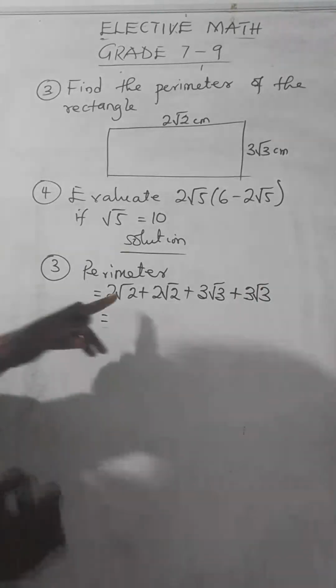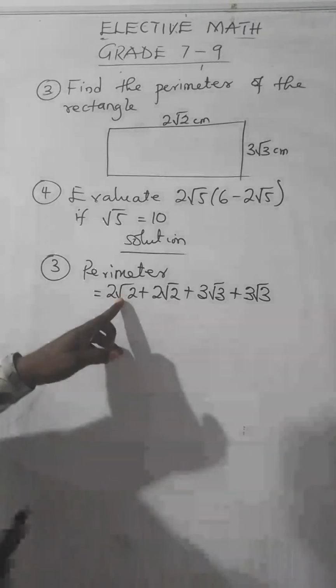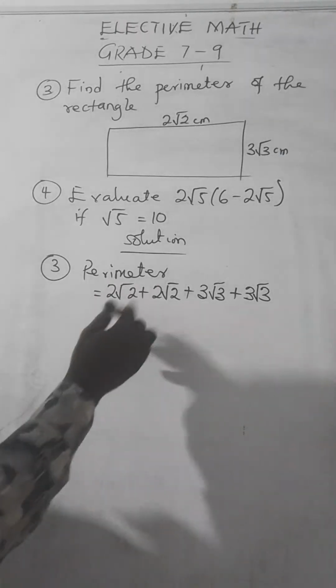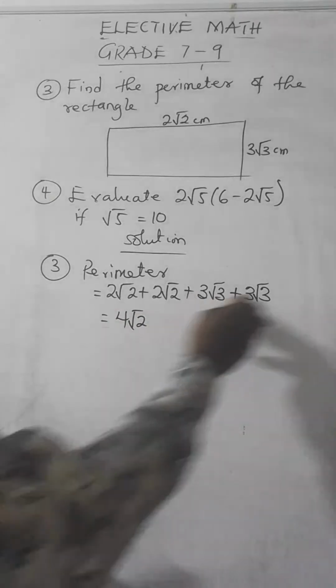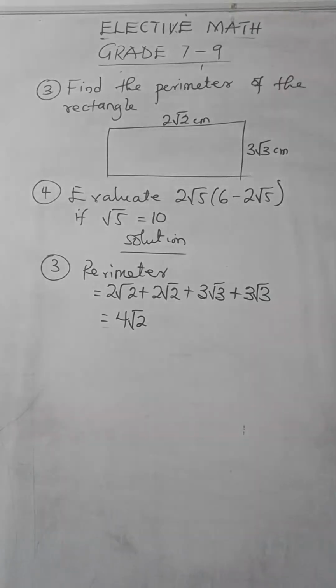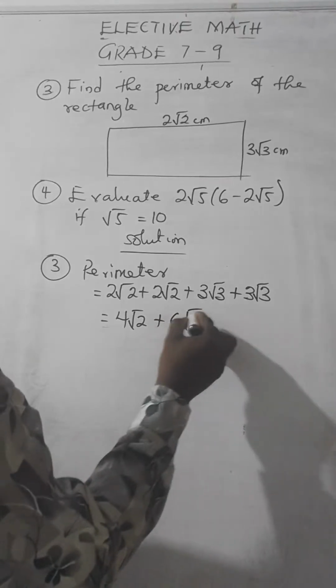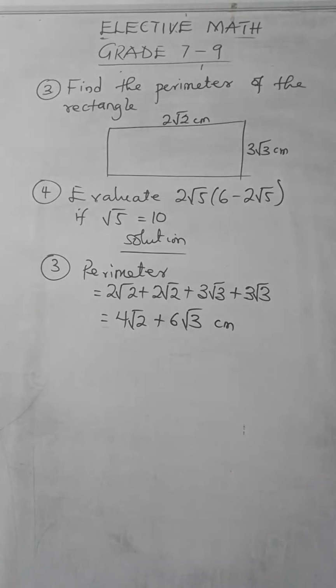Okay. So since the surds are the same, that is root 2, you add the numbers attached to it, so you get 2 plus 2, which is 4 root 2. Then here also we have the same root number, so therefore you add the numbers attached to them. That is 3 plus 3, that is what? 6. So 6 root 3. Then add the centimeters to it. Okay. Then the next question.